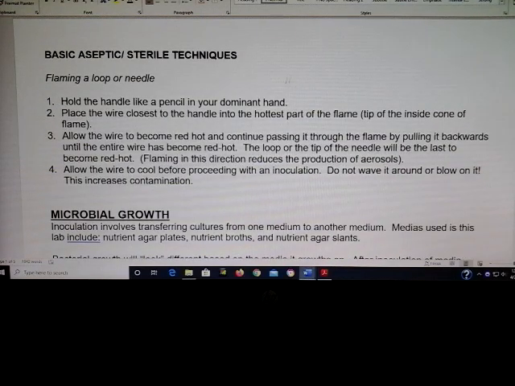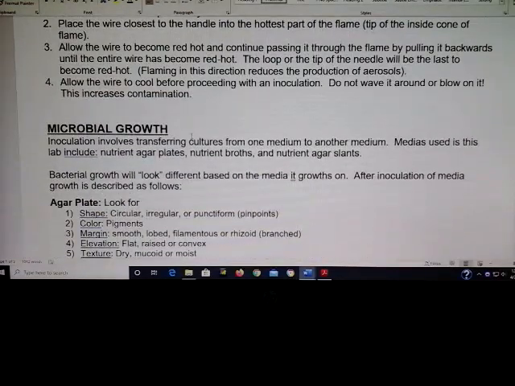Now, some basic things that you want to do. First of all, always work by a flame. It's extremely important to work by a flame when you're working with microbes. You should always be heat flaming your inoculation tools, whether it's a loop, whether it's a probe, etc. Make sure they get red hot and that they cool before you actually put them into the culture that you're trying to get the bacteria from.